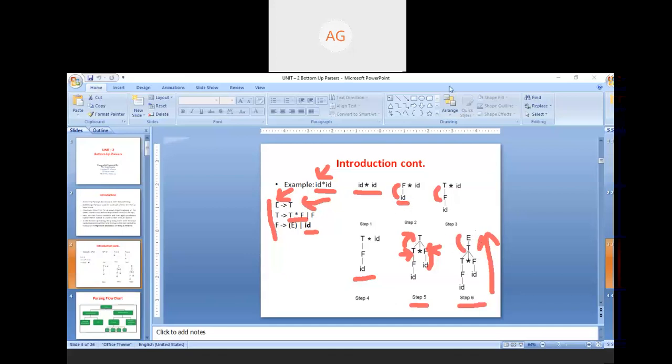This is the step by step procedure for how we can move from leaves to the root in order to find out the parse tree. So basically you need to follow the productions of the grammar, not that by any method you can move to the root. You need to follow the productions in order to find out the bottom up parsing. So all of you understand it? Just write in the chat box. This is the step by step procedure.